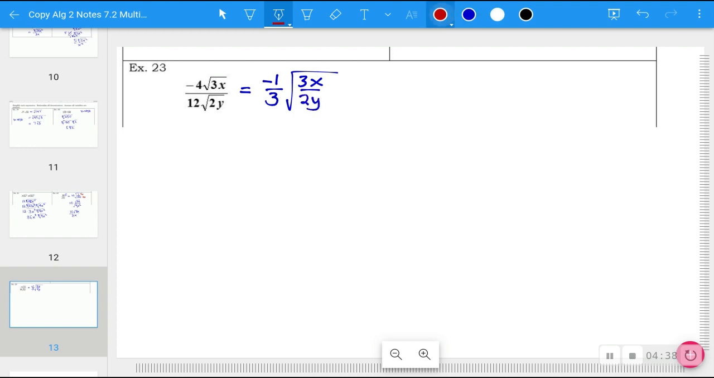Now I got to make the bottom into a perfect square, so I'm going to multiply it by itself here. And that should do it. Let's see, we got a negative 1 square root of 6xy on top, and on the bottom, we have a 3 square root of 4y squared. And this is now a perfect square, which is why we did all that work.